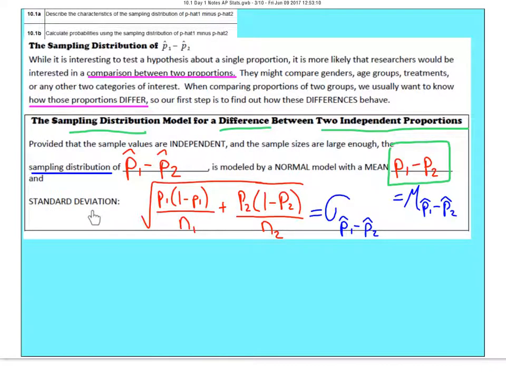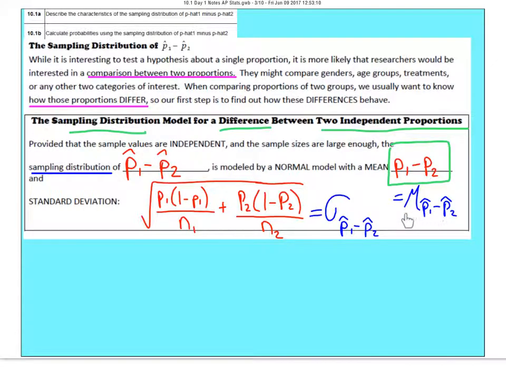How do you find the standard deviation? Well, the standard deviation is going to be the same formula we've used for the sampling distributions. We have to find the variance of sample 1, add to it the variance of sample 2, combine those because when you bring two variables together, even though you find the difference, you do increase the variability. To find the standard deviation, take the square root of that combined variance, and this would be considered the sigma of p hat 1 minus p hat 2.